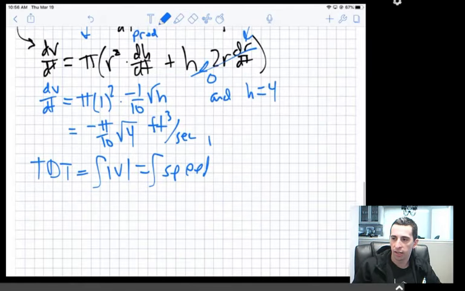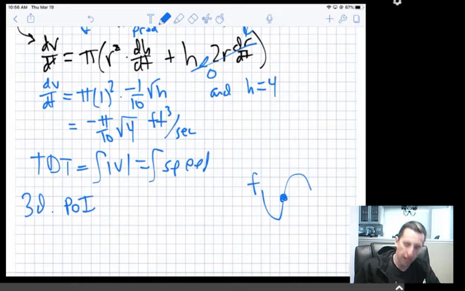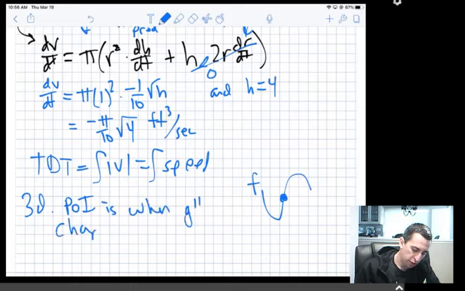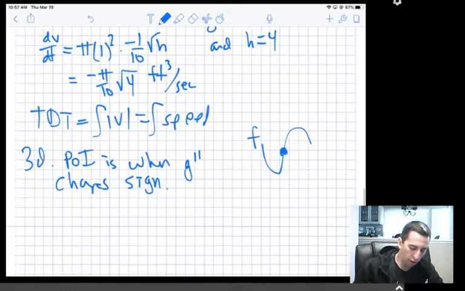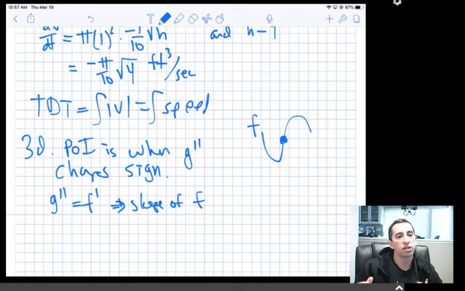Yeah, let's take a look. So 3D, a point of inflection. The definition of a point of inflection is where, on your graph of f, you switch concavity, from concave up to concave down. So that's how you want to think of it. A point of inflection is when your second derivative changes sign. The way you see this on the problem is that g double prime is f prime. So on your graph, that is the slope of f. So it's asking, where does the slope of f change sign?